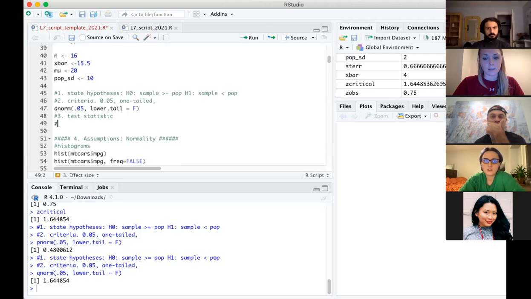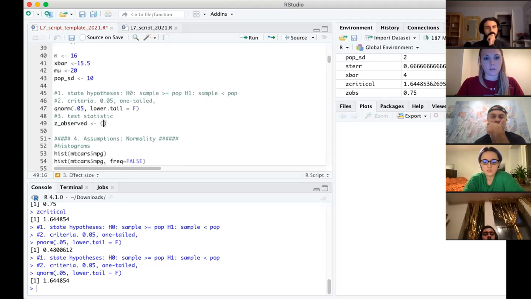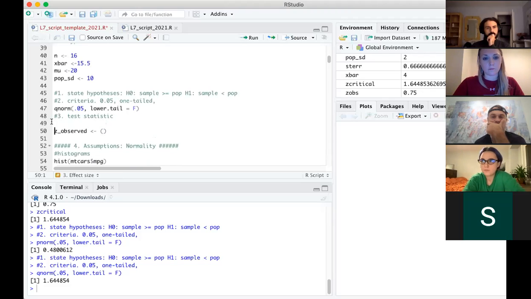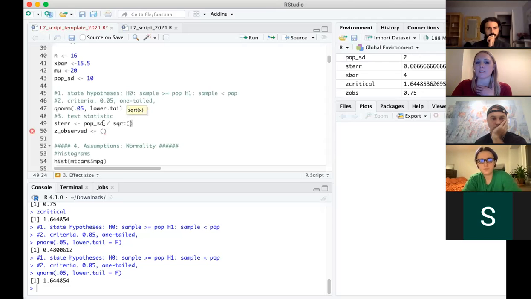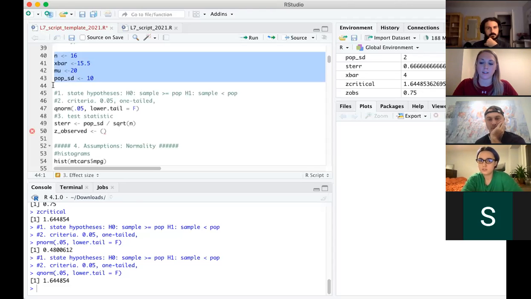So we need our Z observed, which is what? Don't we need to find the standard error first? We do. We need to get the standard error. The reason you're writing Z observed is that it's differentiating it, right? So what is our sample size here? We need the population standard deviation divided by the square root of what? 16, or N, as I've put it up there.